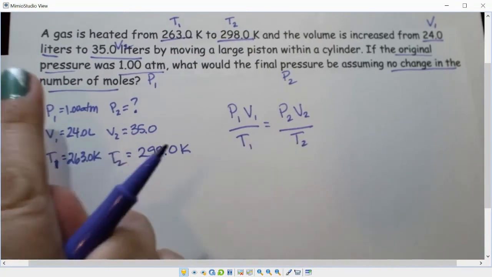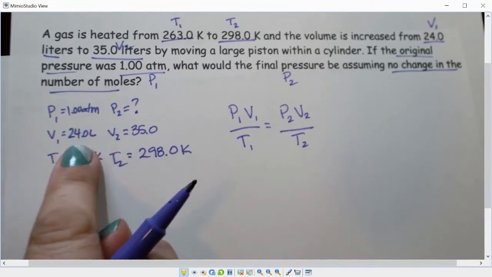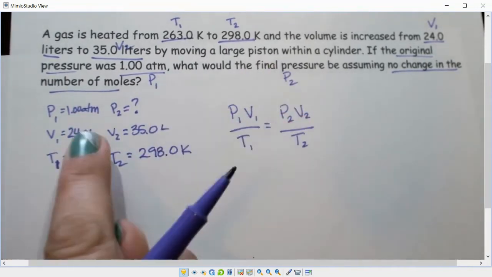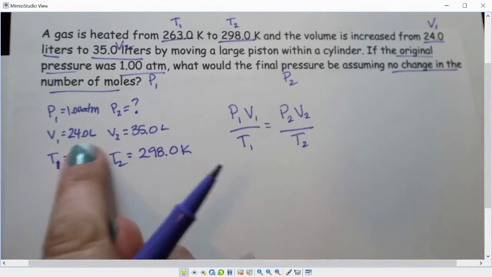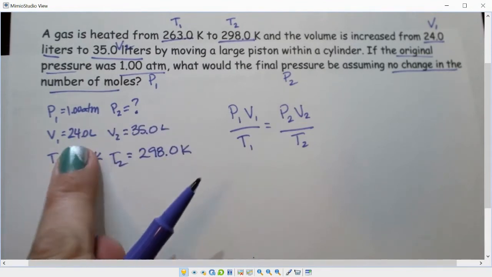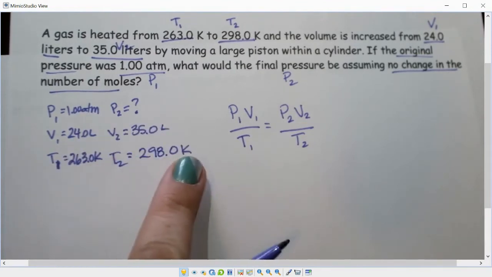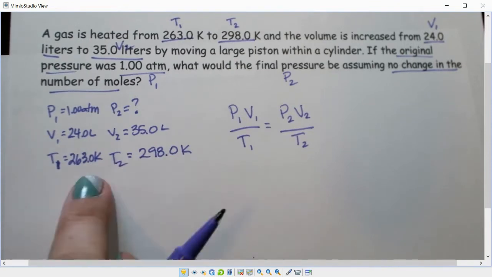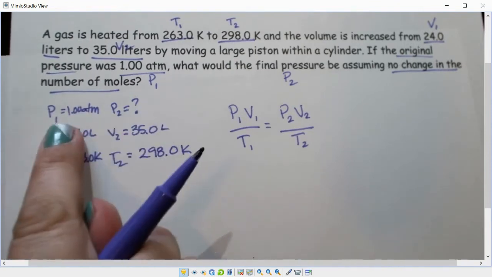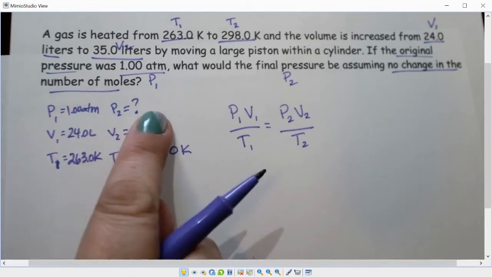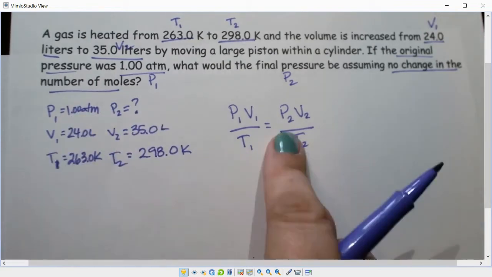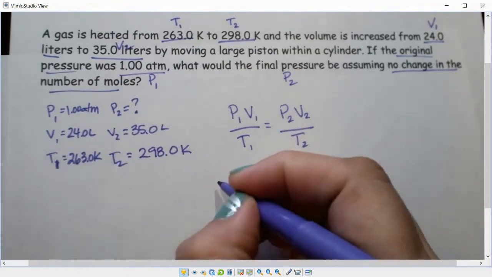So I am simply going to do a little bit of double checking here. As long as my volumes are in the same unit, I don't have to make a conversion. As long as my temperature is in Kelvin, that's what I have to use. And then I'm solving for pressure. So if pressure is starting in atmospheres, it's going to end in atmospheres. And then I'm just going to substitute into my equation.